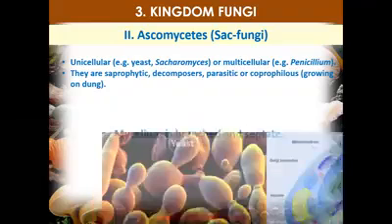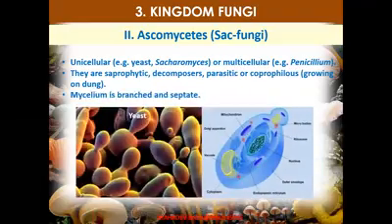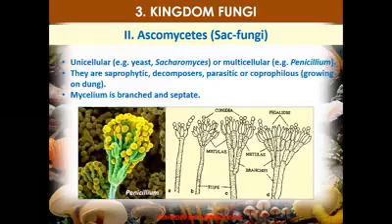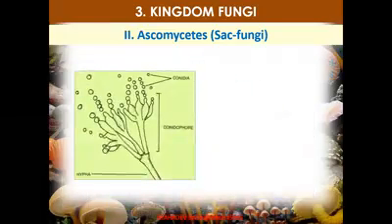And second is the Ascomycetes. They are also called sac fungi. They are unicellular, like yeast, which you can remember very easily, or multicellular, like Penicillium. They are saprophytic, decomposers, parasites, or coprophilous, growing on dung. Mycelium is branched and septate. You can see the examples.